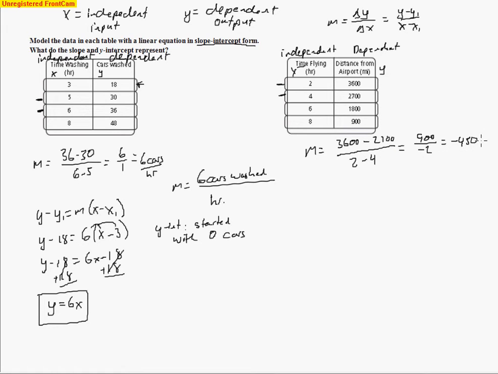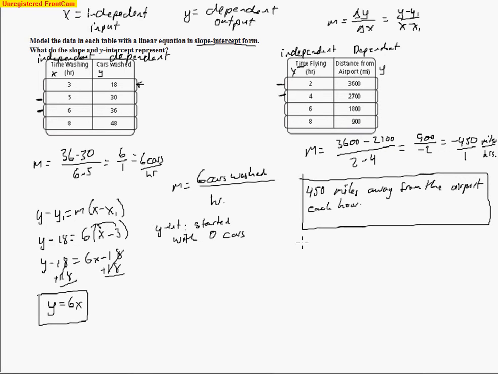And so what does it mean? Well, if you look at the units, it'll tell you. The top of the fraction, again, I could write that as over 1. Top of the fraction tells me miles. And then this bottom of the fraction tells me hours. So that tells me that I'm going 450 miles away from the airport each hour. And so that's what I'm doing there. That's what that slope represents.